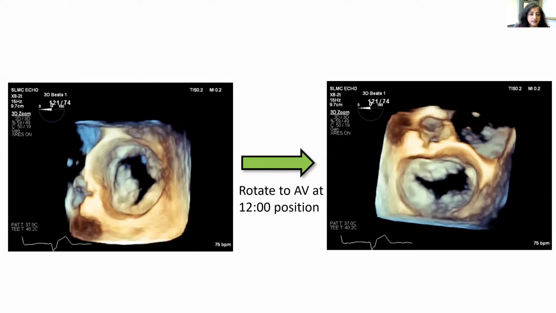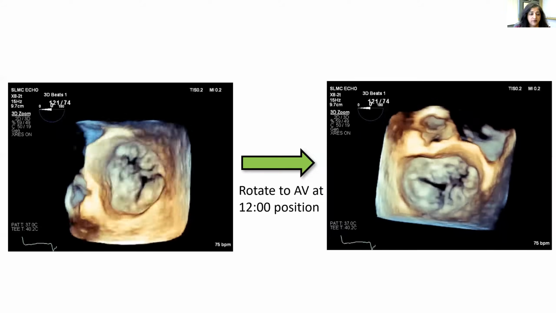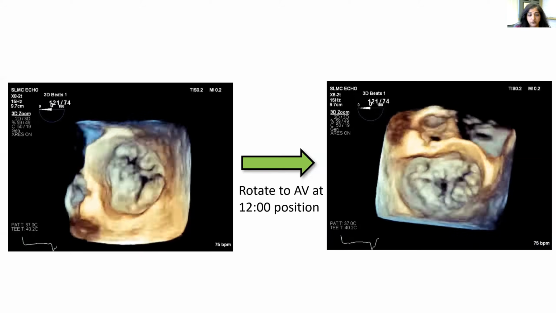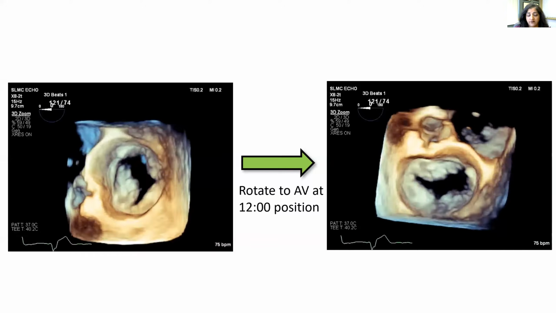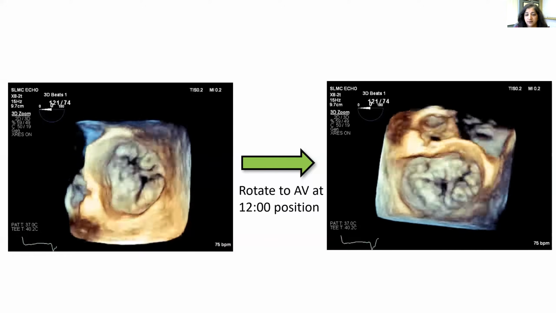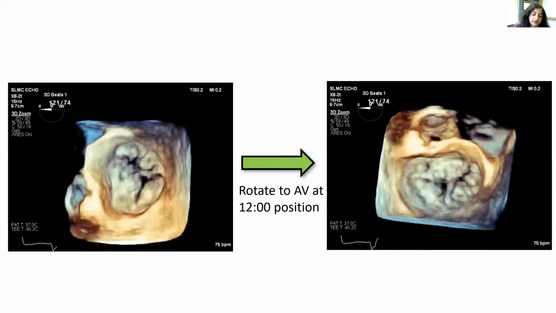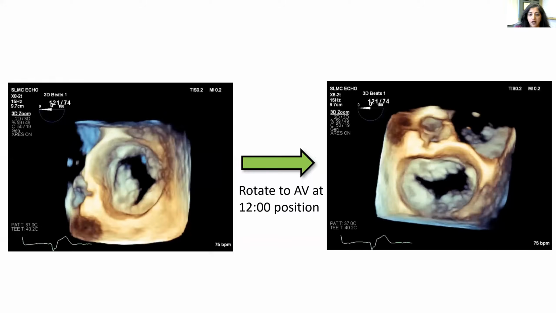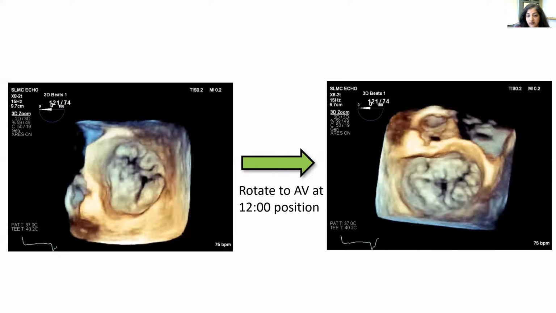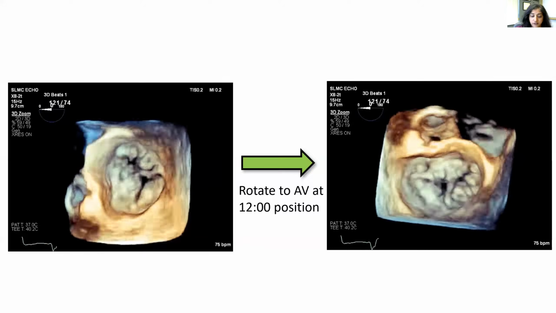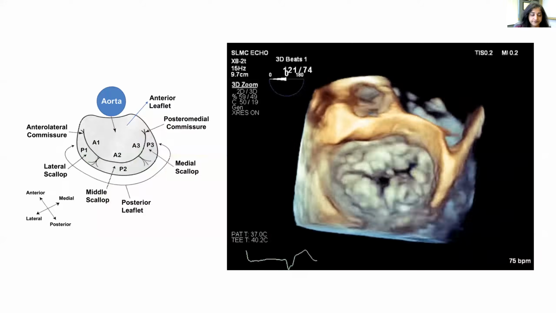Once we have this, on this side of the screen is that anatomic view of the mitral valve. We then rotate so that the aortic valve is at the 12 o'clock position, and this becomes the surgical view of the mitral valve. This is really the standard 3D TEE view upon which mitral valve pathology is evaluated. And you can expect to see 3D mitral valve TEE questions on your echo boards.